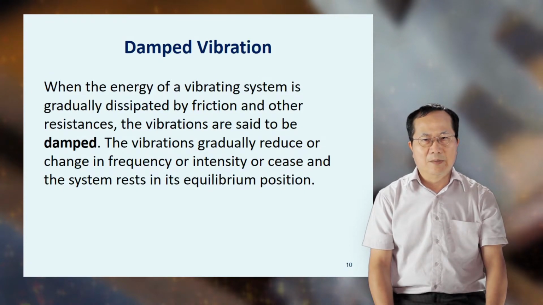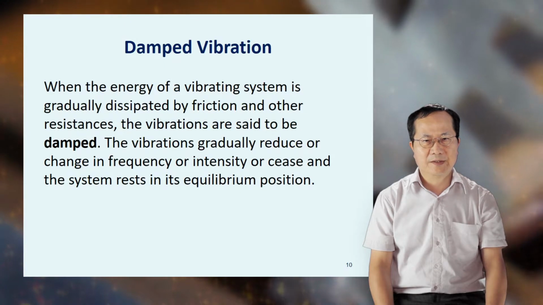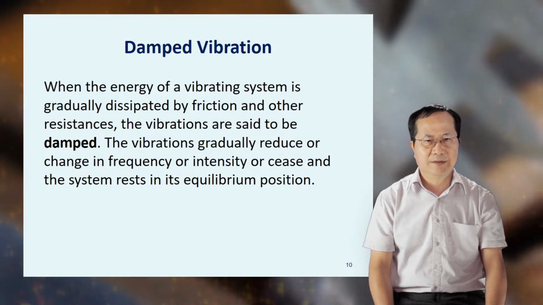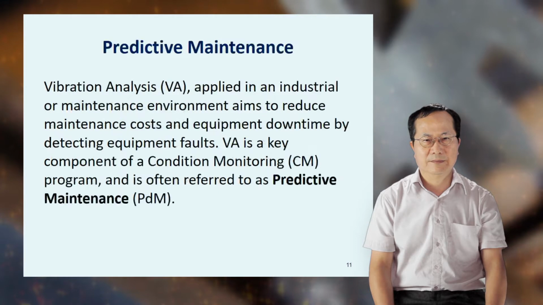When the energy of a vibrating system is gradually dissipated by friction and other resistance, the vibrations are said to be damped. The vibration gradually reduces or changes its frequency or intensity, and the system rests in its equilibrium position.